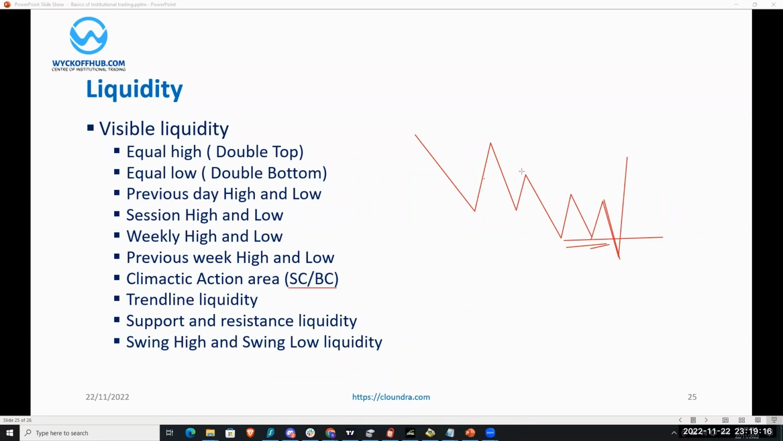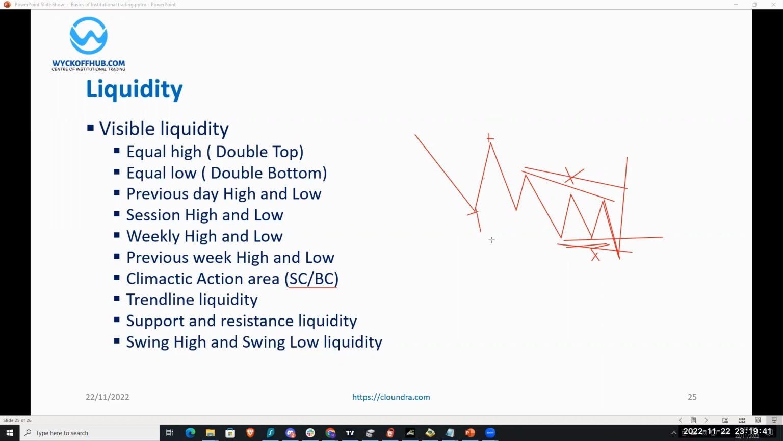Trend line is always very, very simple. Whenever you see those channels, you will find some liquidities here and you will find some liquidities below those trend lines. The market will try to sweep those trend lines, take those liquidities, and then go in the original direction. So support and resistance is also the same, and the swing highs and swing lows. For example, this low and this high, they have liquidity on top of here.